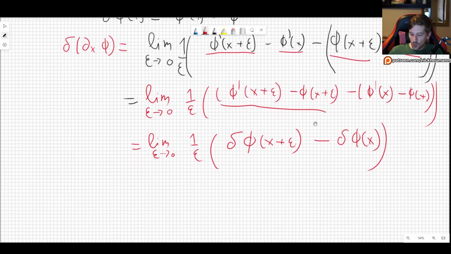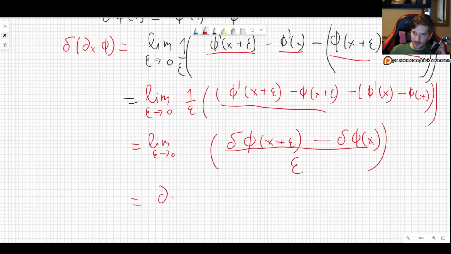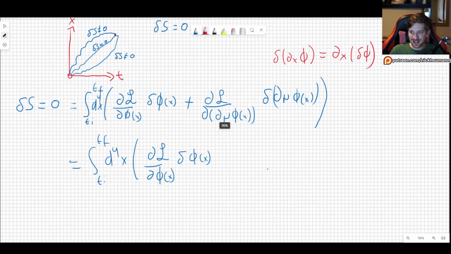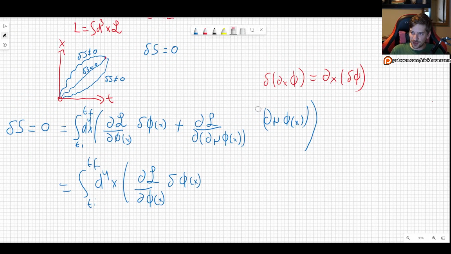Now, what is this thing inside? Well, if you just put the 1 over epsilon inside to make it very apparent, this thing is simply the derivative with respect to our variable, in this case x, of the variation of phi of x. So as you can see, it is perfectly valid to change the order of those two things. So there we go. Let's now go back. So the point was that we can just flip the order of this and this. So this is now the derivative, this is now the variation.